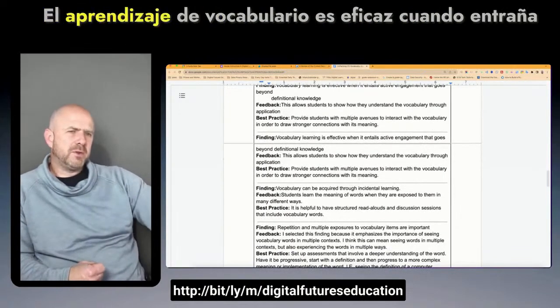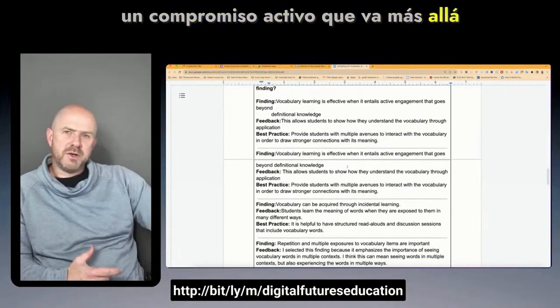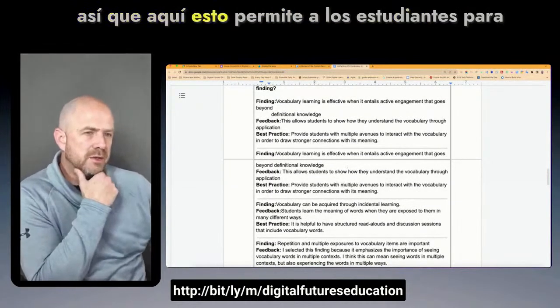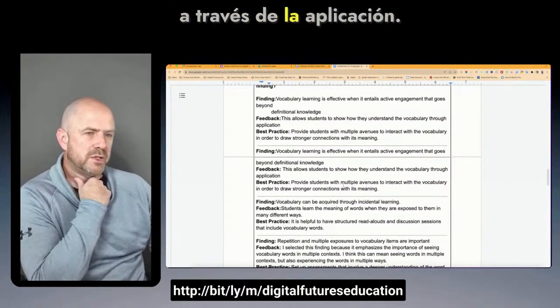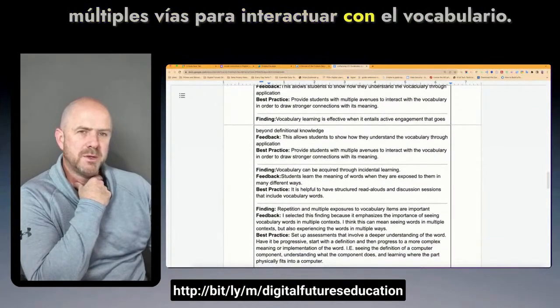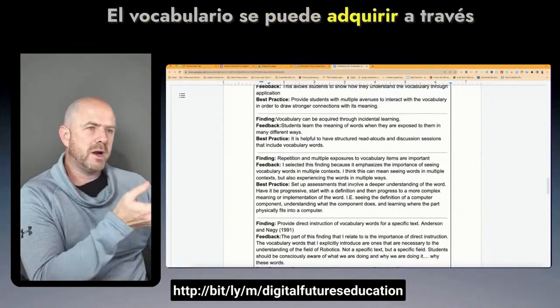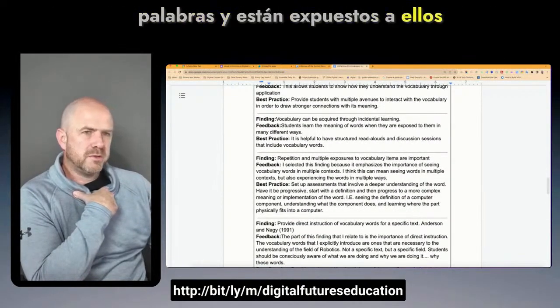Finding: vocabulary learning is effective when it entails active engagement that goes beyond definitional knowledge. So here, this allows students to show how they understand the vocabulary through application. Best practice: provide students with multiple avenues to interact with the vocabulary. Vocabulary can be acquired through incidental learning. Students can learn the meaning of words when they are exposed to them in different ways.